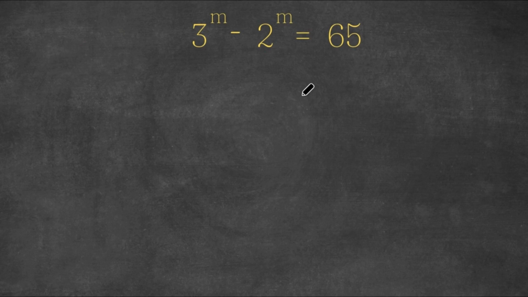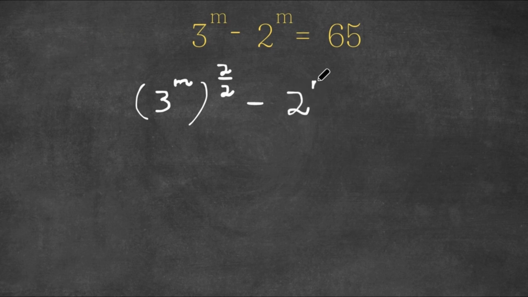So what I'm first going to do is I'm going to rewrite this as 3 to the power of m to the power of 2 over 2. And 2 over 2 is simply just 1, so we have 3 to the power of m to the power of 1, which is the same thing as 3 to the power of m. So I'm not making any major changes here. And I'm going to subtract this with 2 to the power of m to the power of, again, 2 over 2. Now this is equal to 65.